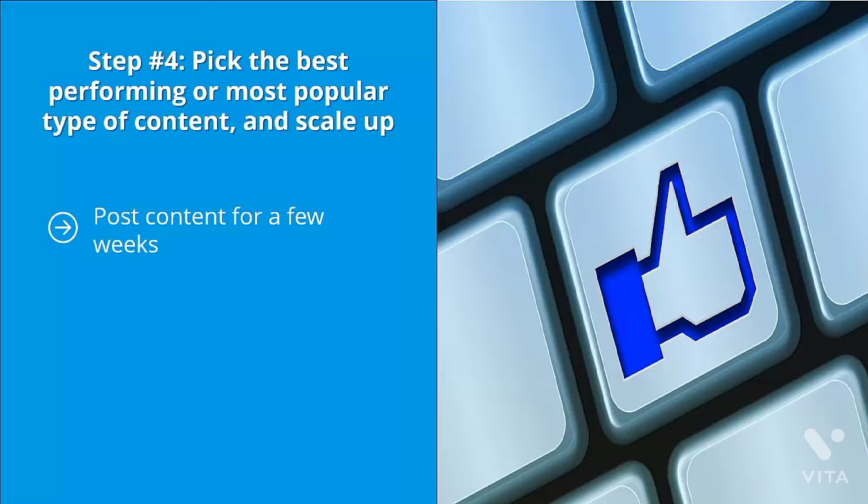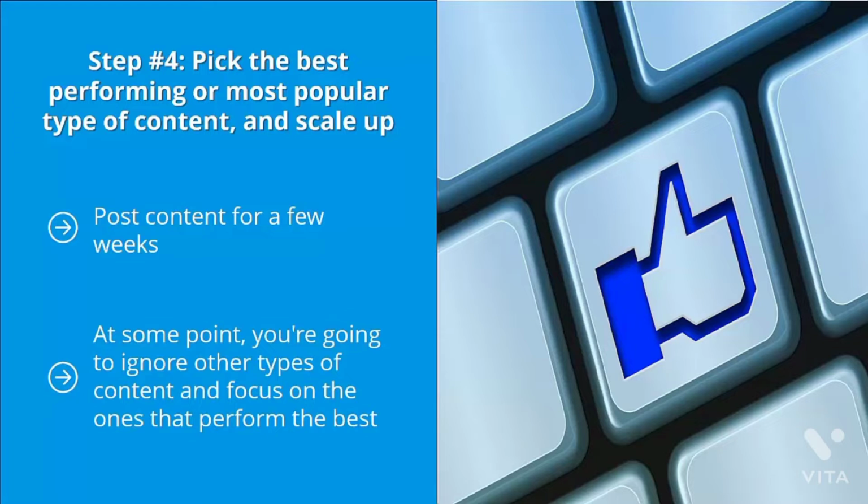Post content for a few weeks. Keep publishing and then look at the content that gets the most engagement. Which shared materials get the most likes, the most shares, the most comments? At some point, you're going to ignore other types of content and focus on the ones that perform the best. For example, if you have a Facebook page on Chihuahuas and you notice that third-party articles on Chihuahua houses get a lot of shares, likes, and comments, you might want to eliminate most other types of content and focus on Chihuahua houses because those get the most love from your audience.